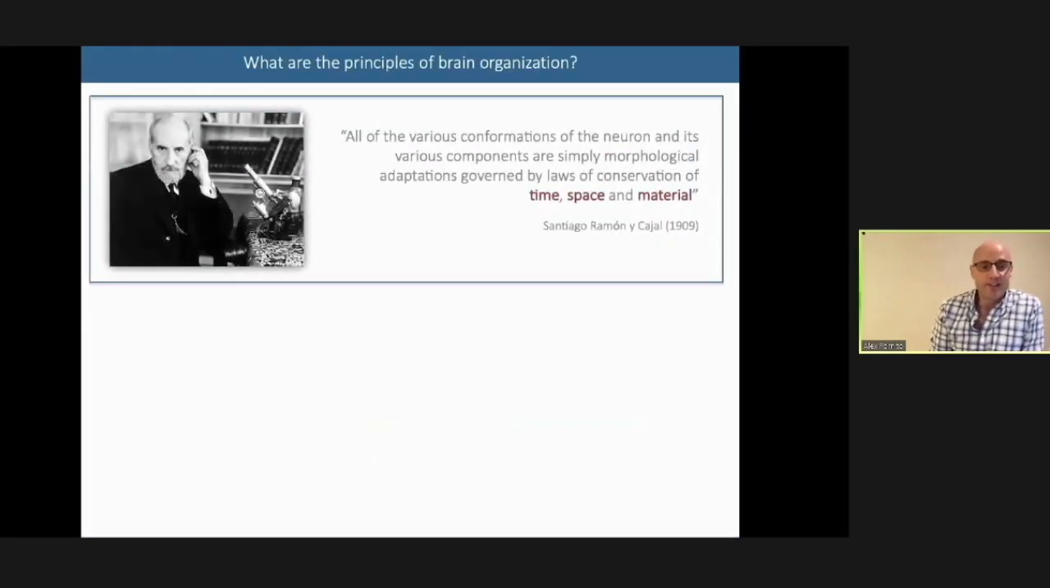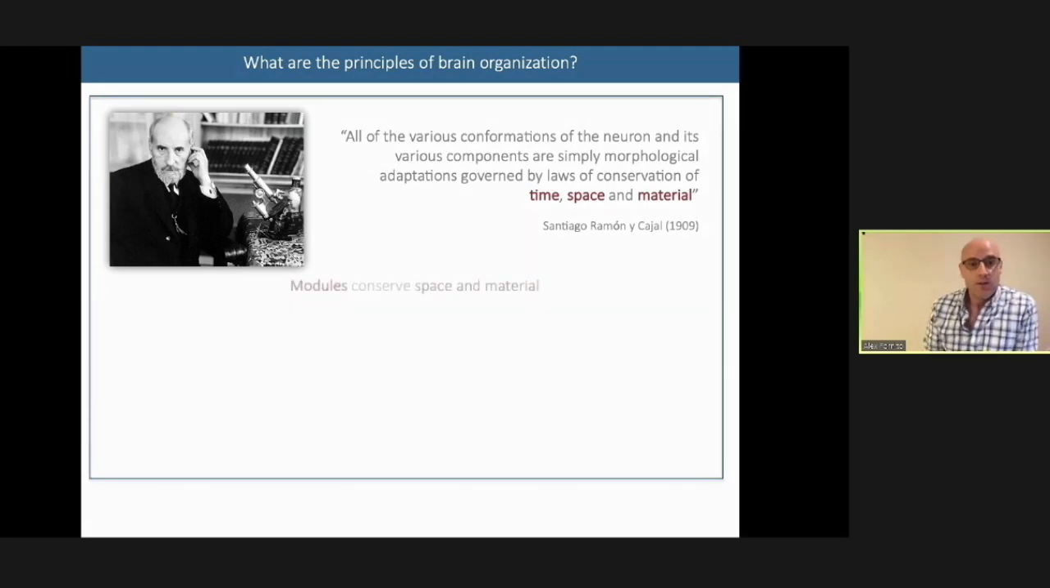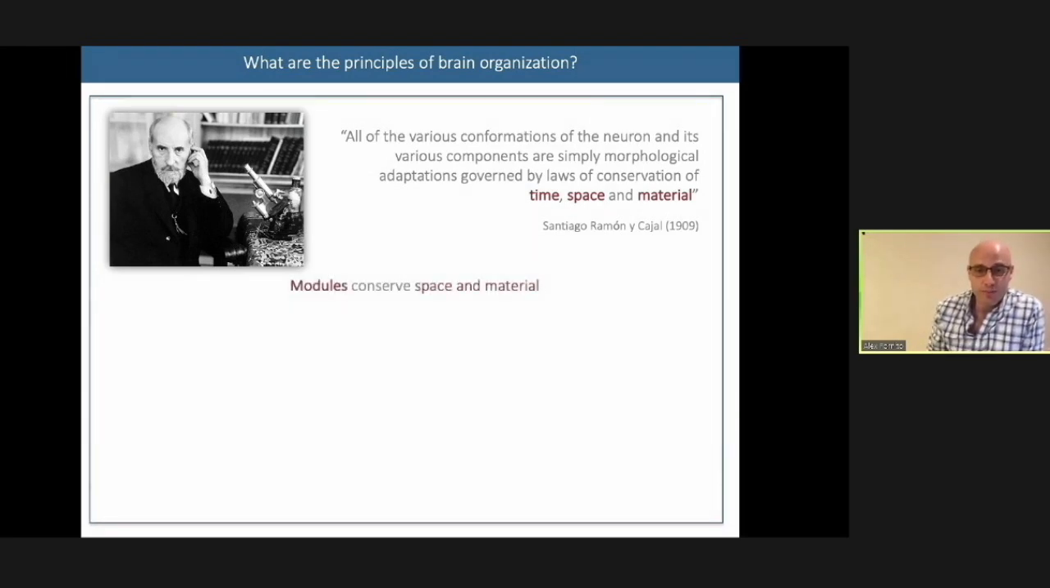So to summarize, if we return to Cajal's conservation laws, what have we learned about how they might manifest in the brain? While it seems modular organization helps to conserve space and material, hubs and rich clubs conserve time. They promote integrated, complex brain function, albeit at some cost. And so the trick is in how the brain negotiates this trade-off between time, space, and material.